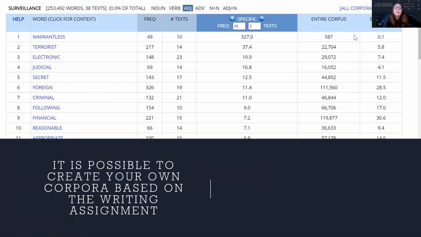Yeah, this one, surveillance. And at the top, you can also choose the nouns, the verbs, adverbs. You can also look at noun-noun connections if they exist in there, and the adjective-noun connections. So this could be used also for ESP. So if you have people working in engineering, what you can do is you can tease out the words that they could use.